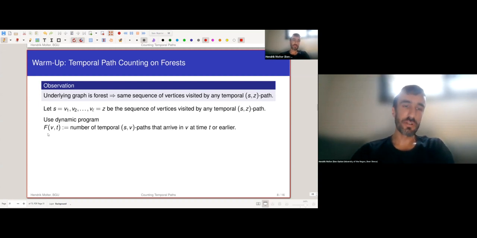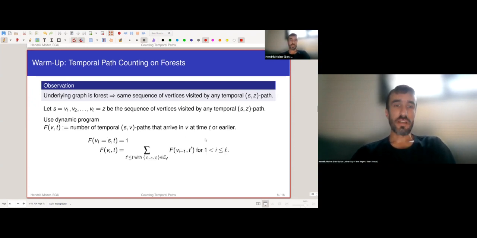So we just use a table with two entries, v and t, and this table entry is supposed to be the number of s-v paths, so paths starting at our start vertex and arriving at some intermediate vertex v at time t or earlier. And then, it's not very complicated to verify that this makes sense. So the initialization: from v to v at any time we have one path. So we consider the trivial path that only consists of one vertex as a path.